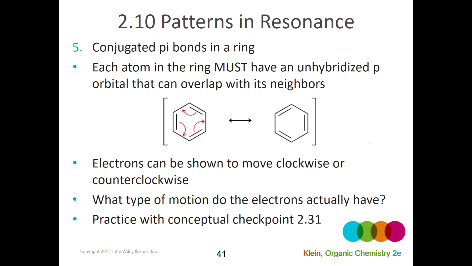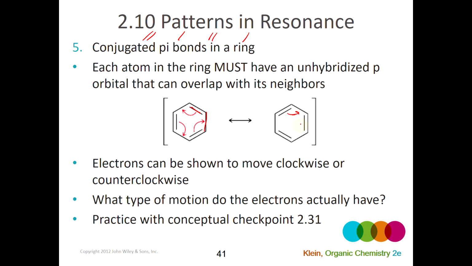And the last one is when you have conjugated pi bonds in a ring. Conjugated means you're alternating double, single, etc. around the ring. So I've got a double bond, single bond, double bond, single bond, double bond, single bond, all the way around the ring. As long as it alternates double, single all the way around, then the electrons can be shifting around. We can show the arrows moving the electrons around counterclockwise, or we could also show them moving clockwise.